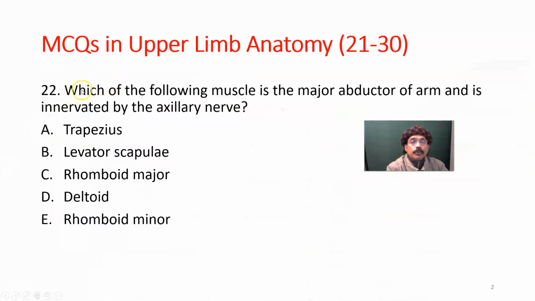Question number 22. Which of the following muscles is the major abductor of the arm and is innervated by the axillary nerve? Okay. Major abductor. Trapezius, levator scapulae, rhomboid major, deltoid, rhomboid minor. What is the chief abductor of the arm? Answer should be what? Deltoid.